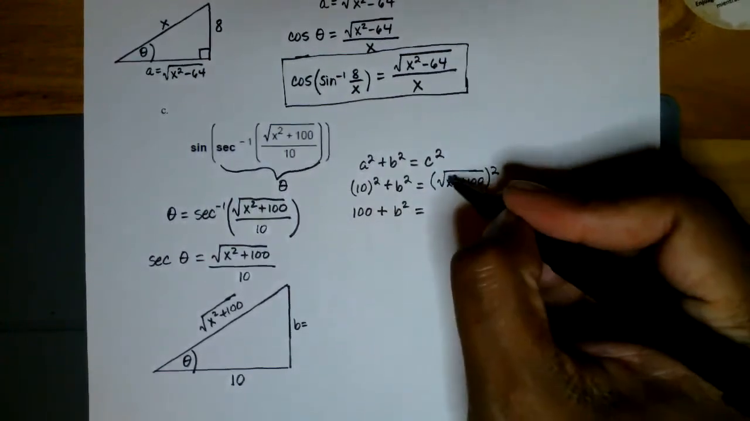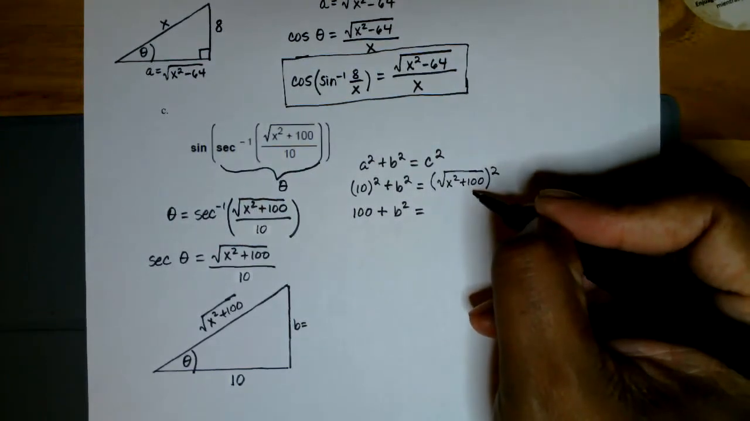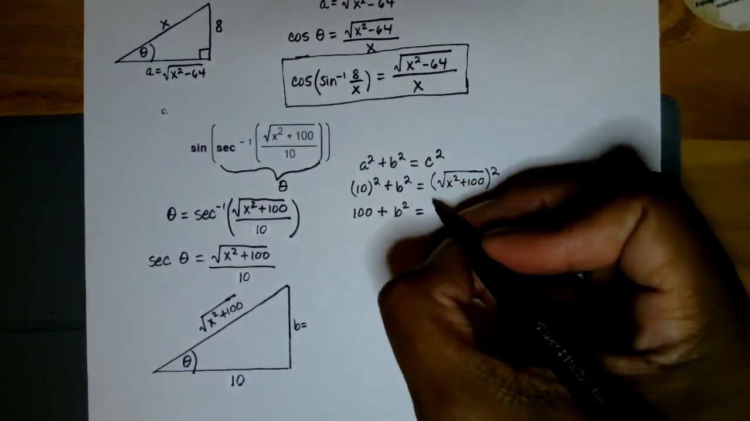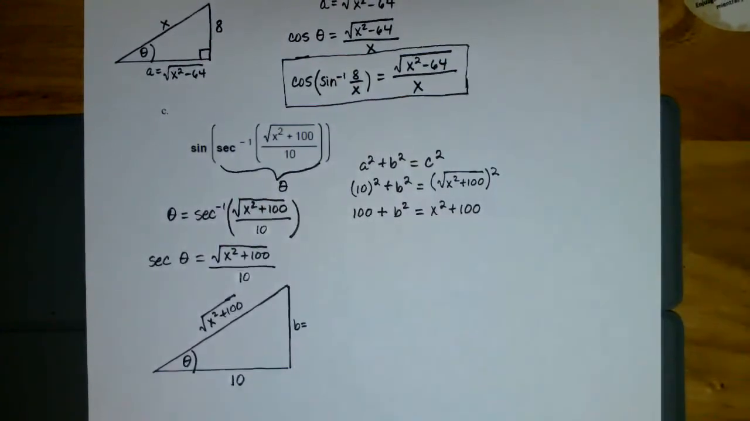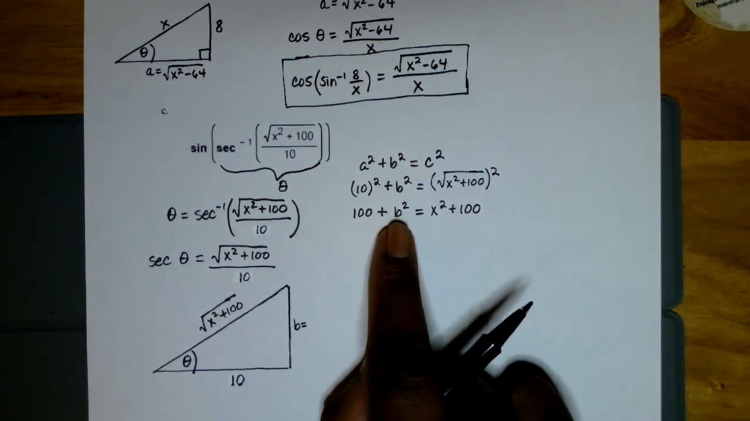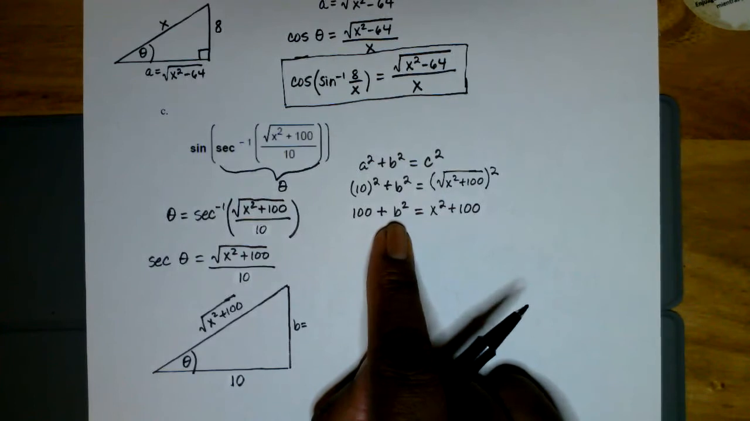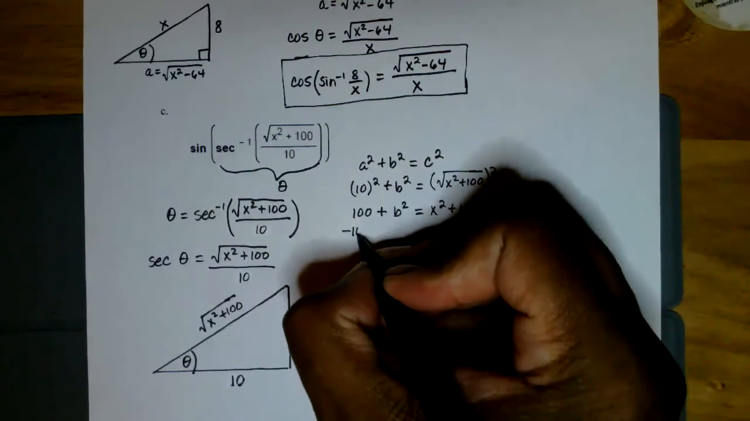Now, if you take the square root of something and you square it, it's going to be what's underneath the radical. So the square root of x squared plus 100, we turn around and square it, is going to end up being x squared plus 100, because the square root and the square of something wipes out the radical. You'll be left with what's underneath it. All right, so now we need to get b by itself, because we're finding this length, which I labeled as b. So I need to subtract 100 on both sides of this equation to get b squared by itself.